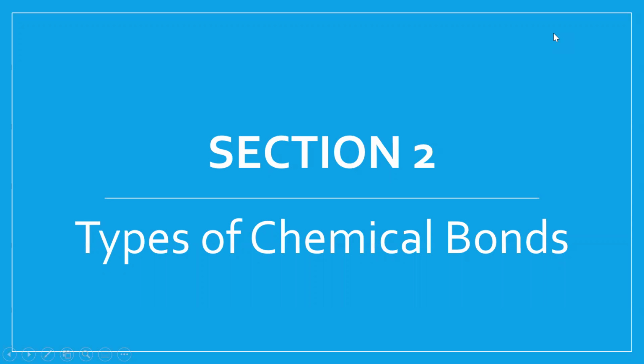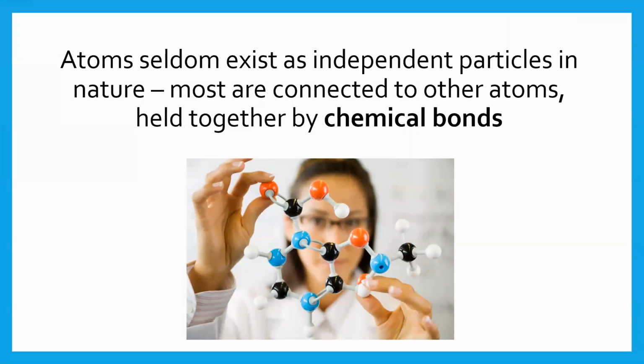Section 2 of Chapter 6 is all about types of chemical bonds. So this first video in this section is going to talk specifically about covalent bonds. But a little bit of background information first. Atoms do not like to exist as independent particles in nature, meaning they don't like to be by themselves. Typically, they connect to other atoms, and they are held to other atoms by chemical bonds.